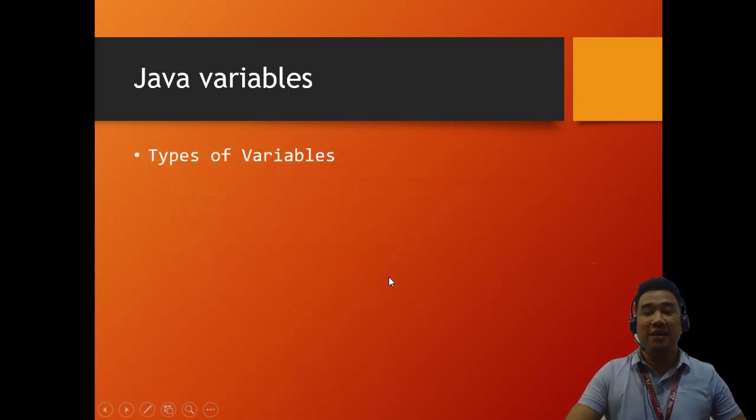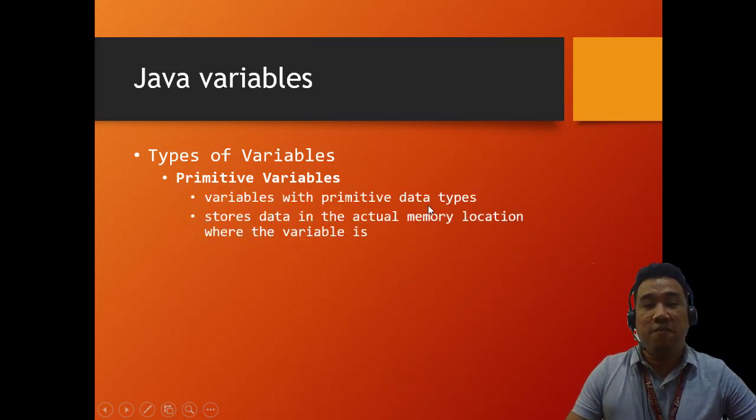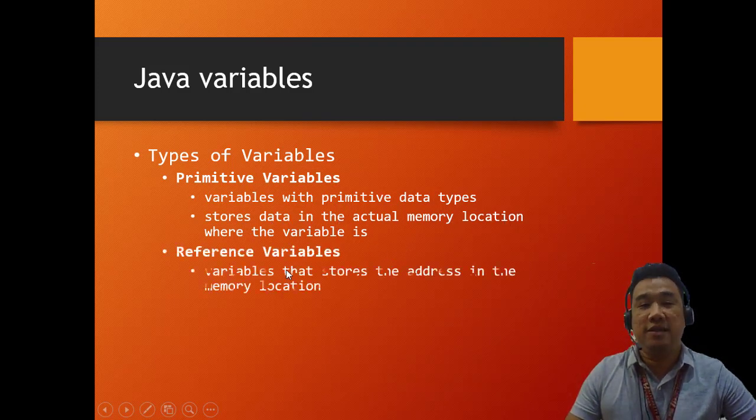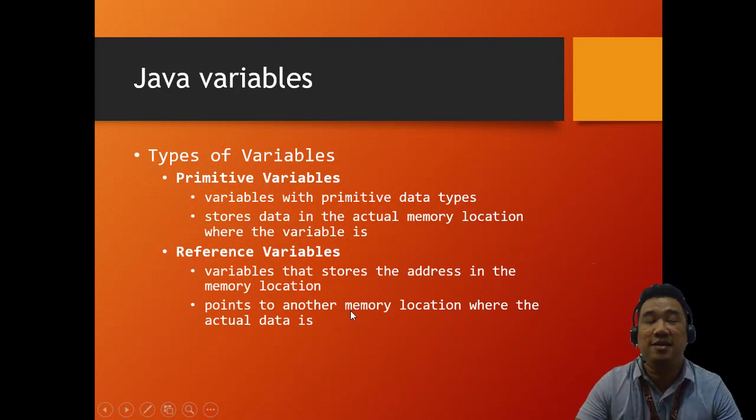Okay? So, types of variables, we have primitive variables. So, variables with primitive data type, store data in actual memory location where the variable is. Now, when we say naman the reference variable, variables that store the address in the memory location. Kumbaga mo ni siya mga objects naton. So in your succeeding videos guys, hopefully ma-explain ta ni siya thoroughly para mag-gets niyo siya. So again, yung mga primitive variable, amon yung explain lang natin a while ago.